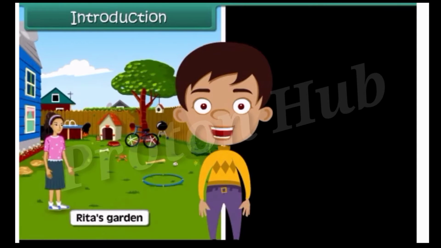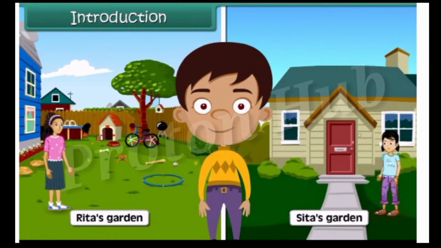Rita's garden is bigger than Sita's garden. Have you ever wondered what the basis of this comparison is? The comparison is based on the area of a garden, that is, the amount of space of the garden. In this lesson, we will learn about area in detail.